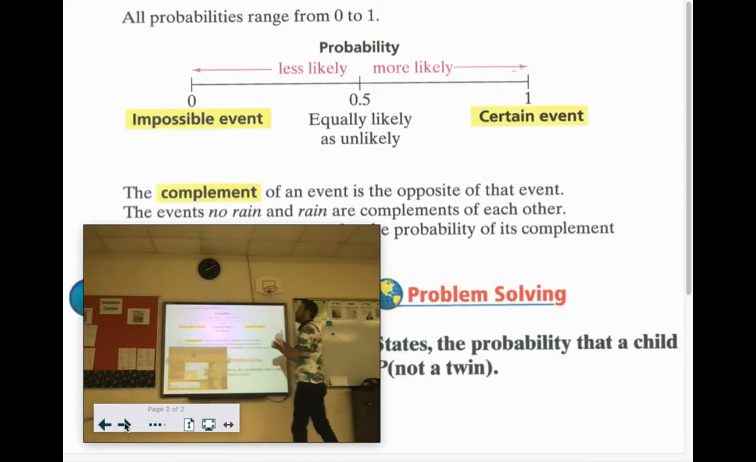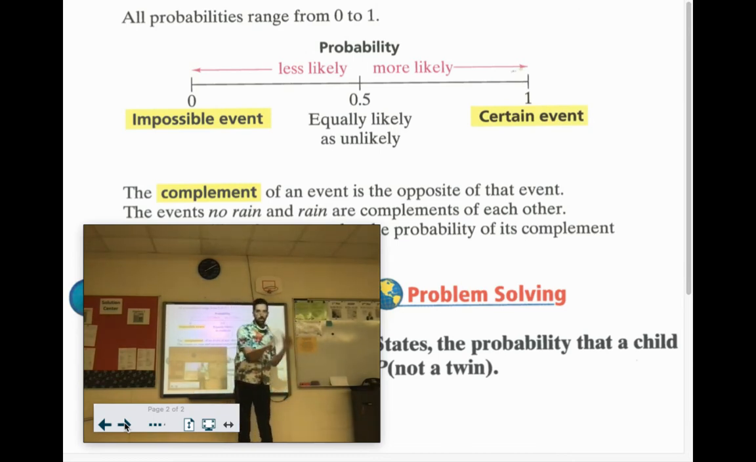All right, all probabilities range from 0 to 1. It's kind of like 0% to 100%. So if it's 0%, it's impossible. If it is 100%, it is certain it's going to happen every time. So if we're talking about, again, the number cube, and I say, what's the probability we're going to roll a 10 with one number cube? It's impossible. 0 of the 6 sides have a 10 on them.